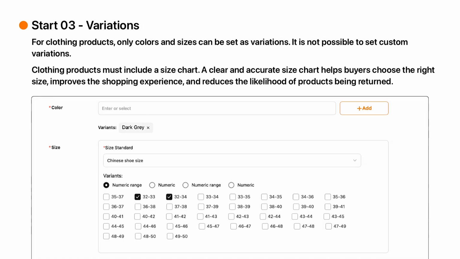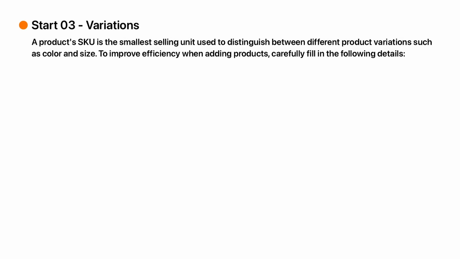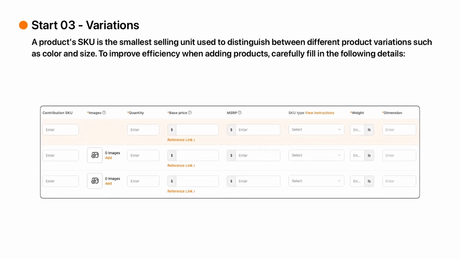Clothing products must include a size chart. A clear and accurate size chart helps buyers choose the right size, improves the shopping experience, and reduces the likelihood of products being returned. A product's SKU is the smallest selling unit used to distinguish between different product variations such as color and size.